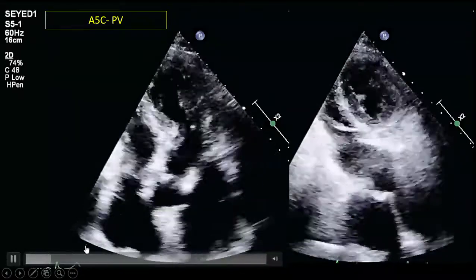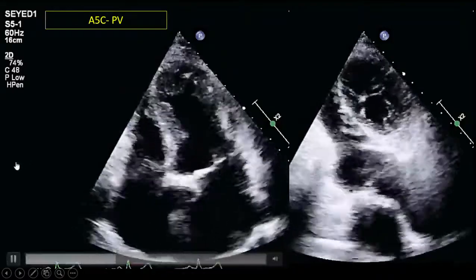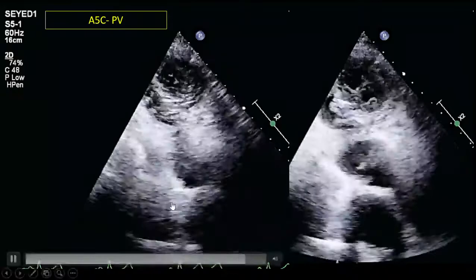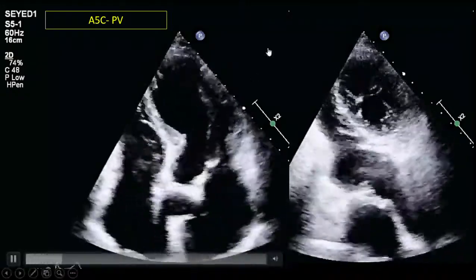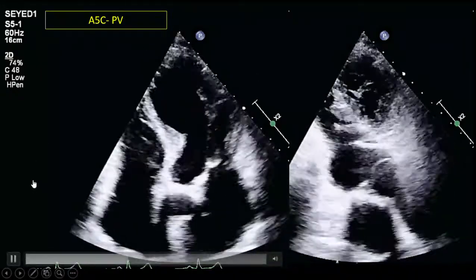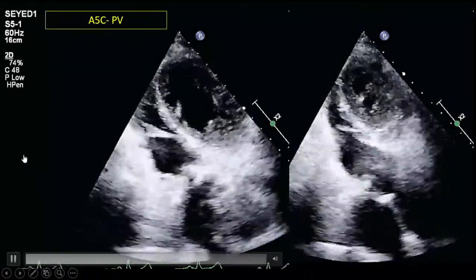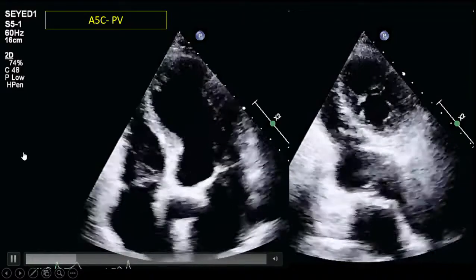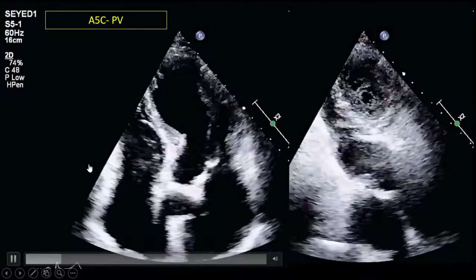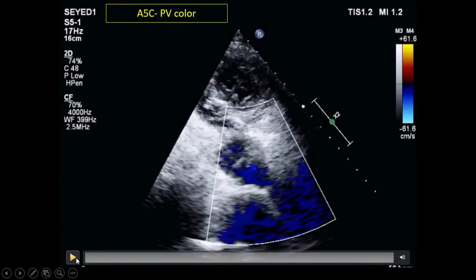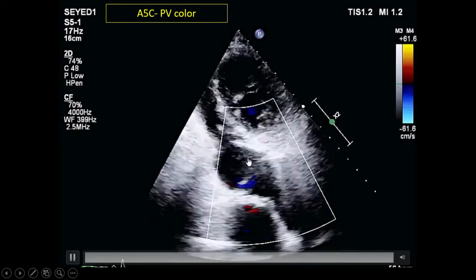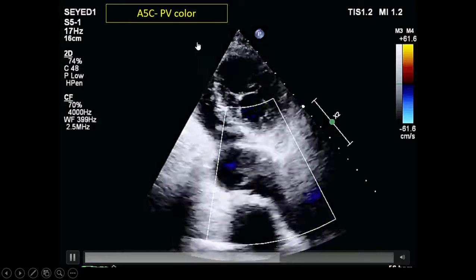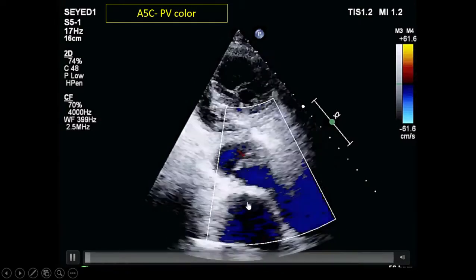That is, again, an extra image that's not classic, but in many cases where you don't have a very clear pulmonary valve and RVOT in other windows, this apical 5 PV can help you a lot. Here we put color and you will see very nice PI, so clear that you can even put the cursor completely parallel to the jet.